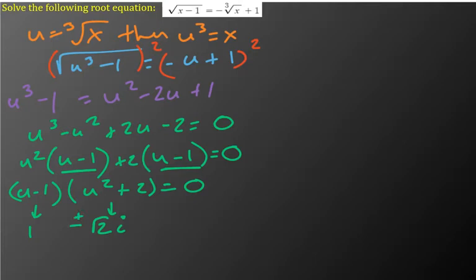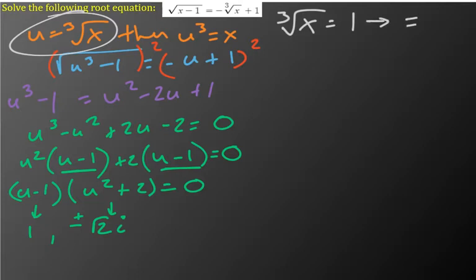Right? Plus or minus root 2i would be the other one. And so these are the three things that u equals. But remember, in these problems, we've got to do this unsubstitute thing, right? So if u is cube root of x, then what we're finding is that the cube root of x equals 1, which that one's really easy to solve. We just get x equals 1. Right? So that's going to be an answer.